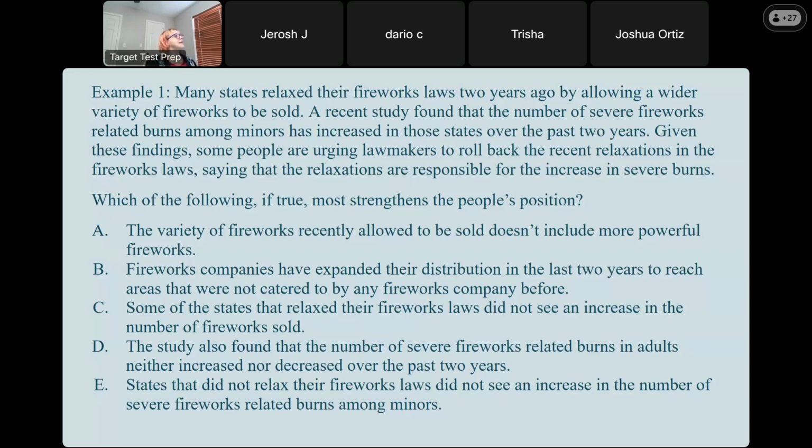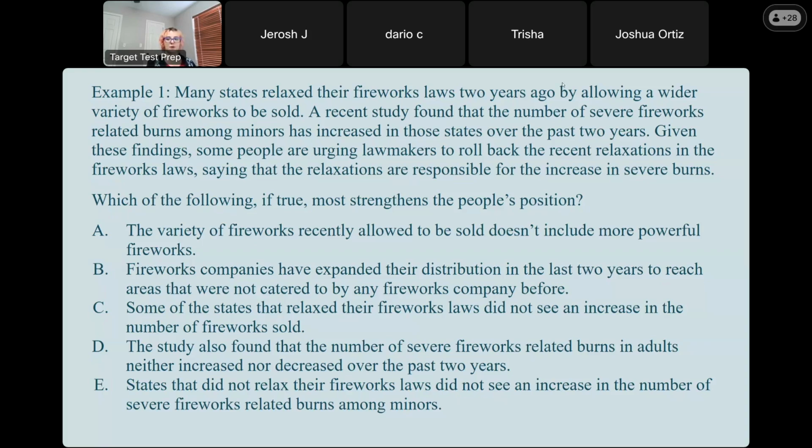Okay. Many states relaxed their fireworks laws 2 years ago by allowing a wider variety of fireworks to be sold. A recent study found that the number of severe fireworks-related burns among minors has increased in those states over the past 2 years. Given these findings, some people are urging lawmakers to roll back the recent relaxations in the fireworks laws, saying that the relaxations are responsible for the increase in severe burns. Which of the following, if true, most strengthens the people's position?